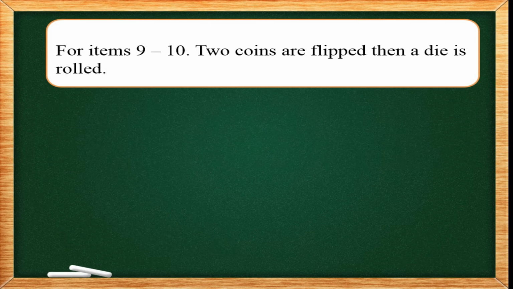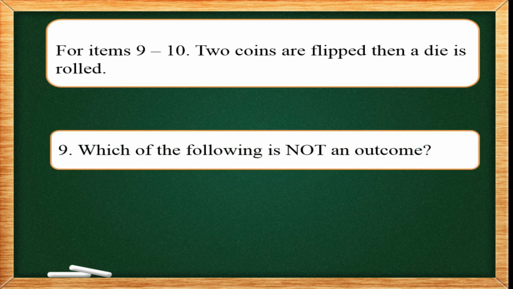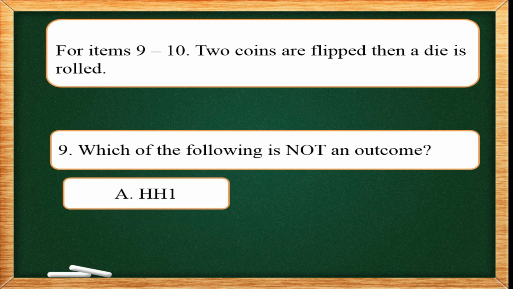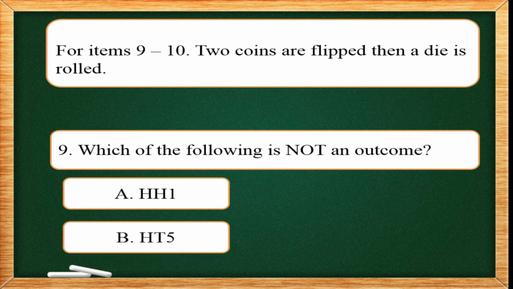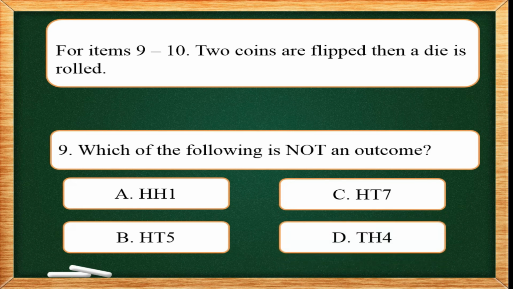For items 9 to 10, 2 coins are flipped, then a die is rolled. Number 9. Which of the following is not an outcome? Letter A, head, head, 1. B, head, tail, 5. C, head, tail, 7. D, tail, head, 4.